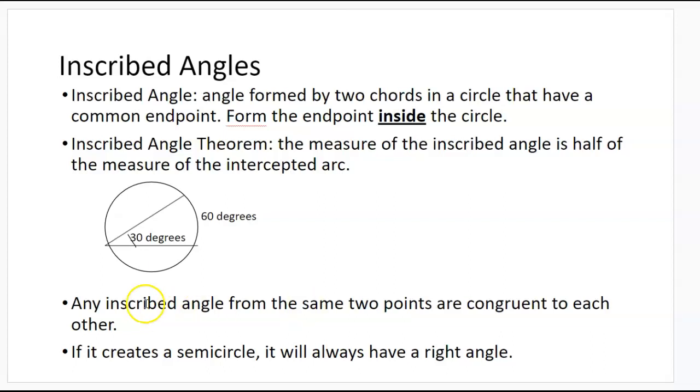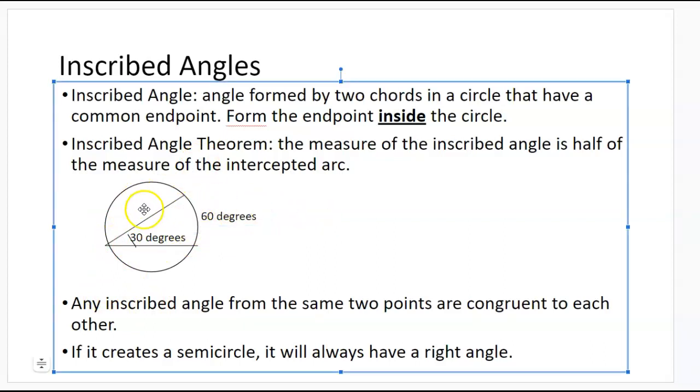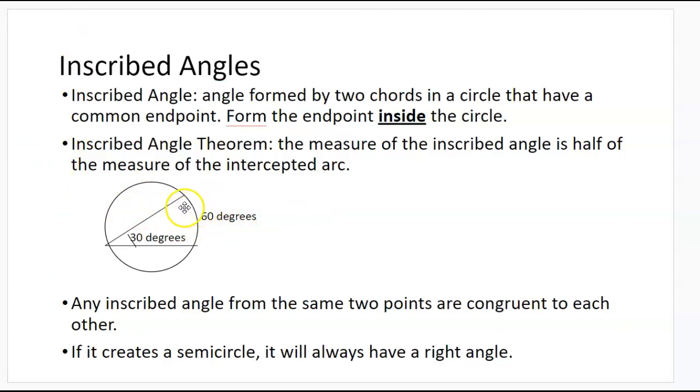So if I have this inscribed angle right here, and then if I have another inscribed angle that's created from the same 2 points, that angle created there is also going to be 30 degrees. If the two chords are just creating a semicircle, then you will always have a right angle.